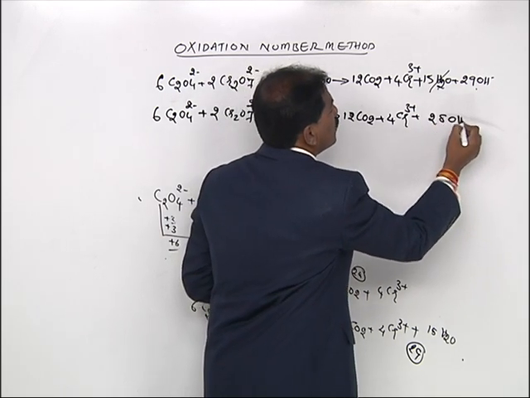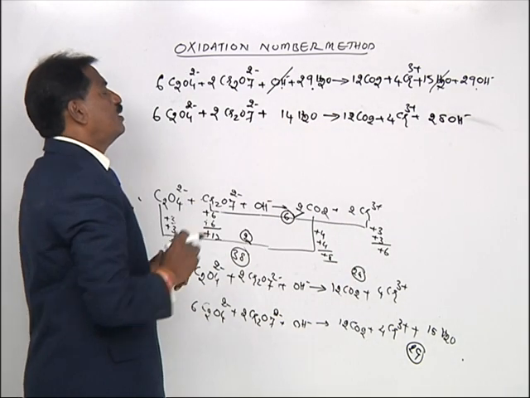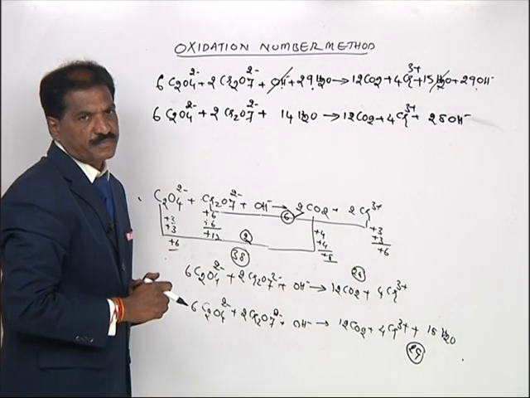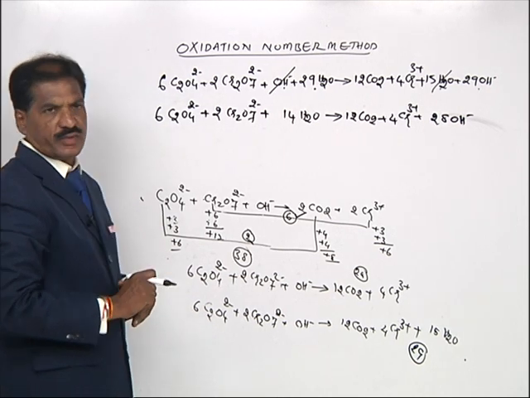28 OH minus. Now all the atoms and the charge have been balanced. Okay, sir.